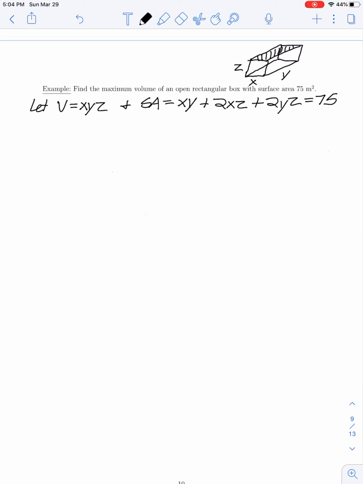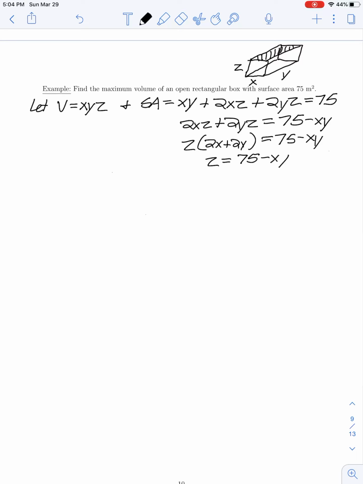So as we did in the previous example, we can use this constraint on the surface area to solve for z and get our function for volume down to a function of just x and y. So here, if we start by subtracting xy from both sides, we have the following. And on this left-hand side, I notice I can factor out a z, which leaves me with 2x plus 2y is equal to 75 minus xy. So solving for z, we have (75 minus xy) over (2x plus 2y).